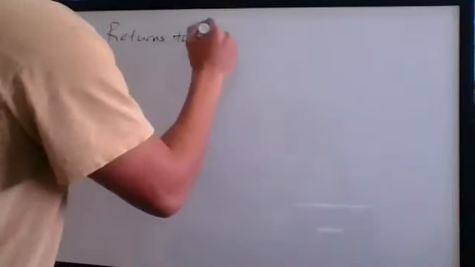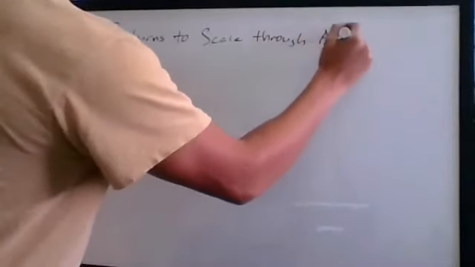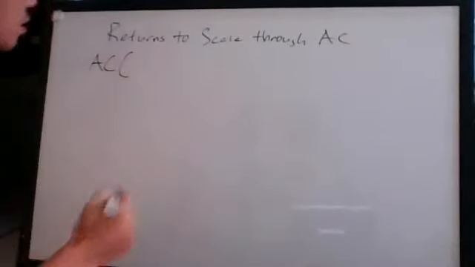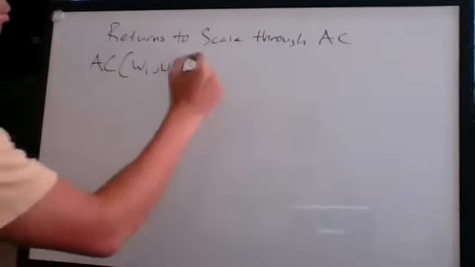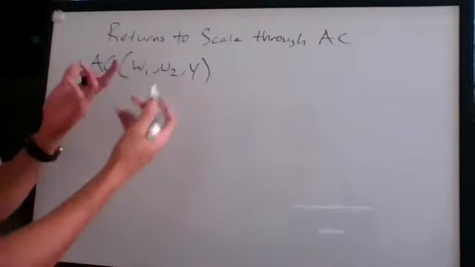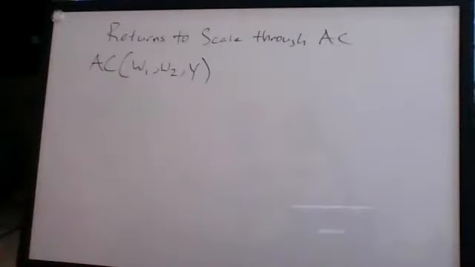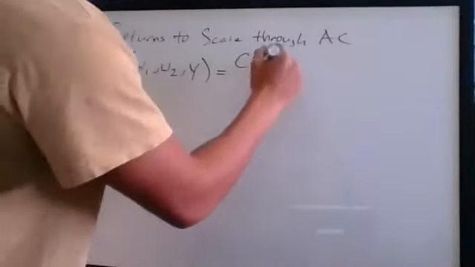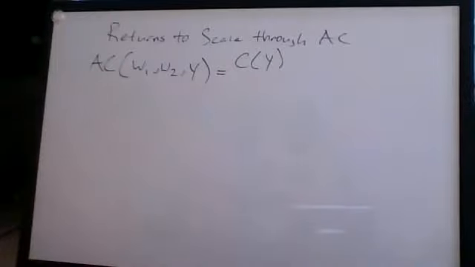So getting back to this, returns to scale through average cost. We know that average cost is going to be a function of the inputs and however much we're producing. This is the cost of the inputs, right? Because this determines how much everything costs. We're very dependent on what these two inputs are. And we know that average cost is pretty much just total cost. Cost would be a function of all of these, but I'm just going to leave it as cost as a function of how much we produce.